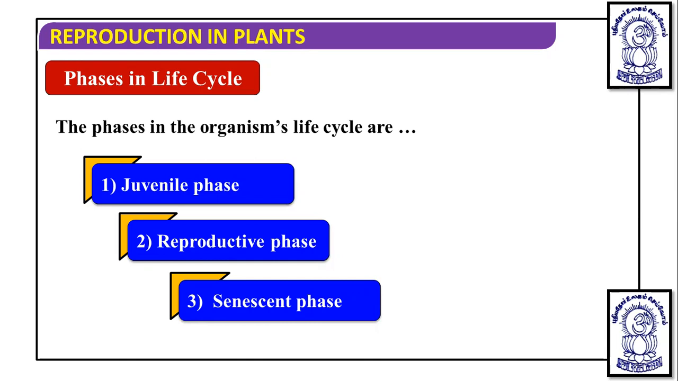After attaining the reproductive phase, they will reproduce, they will produce offspring. And after a certain age, this organism is going to die, and before death you will see some deteriorative changes, negative body changes, and these are a part of the senescent phase. Okay, so first, we talk about the juvenile phase in detail.